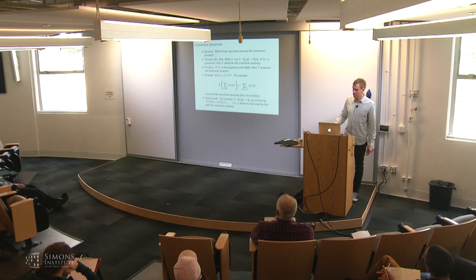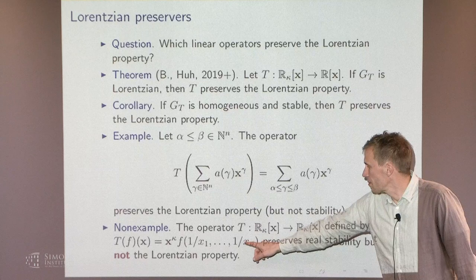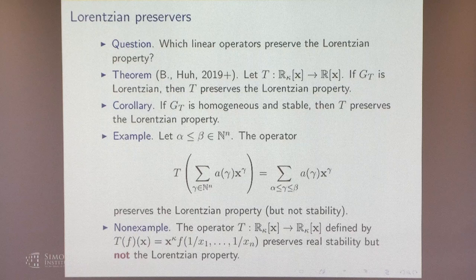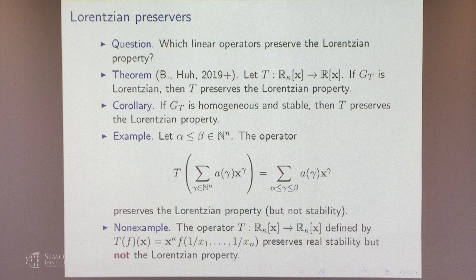And well, a nice non-example, maybe surprising to some, which relates to Nima's talk: if you take the inverse of the variables and then multiply by this maximum degree monomial, then it's easy to see that it preserves stability, since it maps the upper half plane to the lower half plane in all the variables. But it does not preserve the Lorentzian property. And this Nima would very much like it to do, because then some applications would be nice.